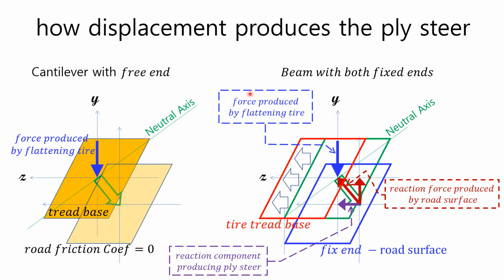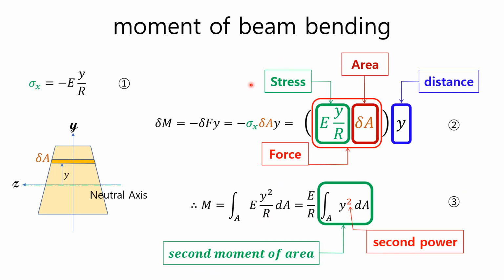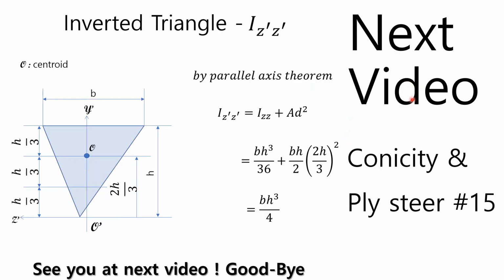If you watch the previous videos, you can easily understand upcoming videos. In the previous video, E39, I explained how the unsymmetrical tire tread block produces the force per ply steer. Recently, I explained the first and the second moment of area, and also why we call them first and second moment of area. The next video is ply steer part 15, moment of area, part 3. I will explain the second moment of area for a triangle and the polar moment of area.